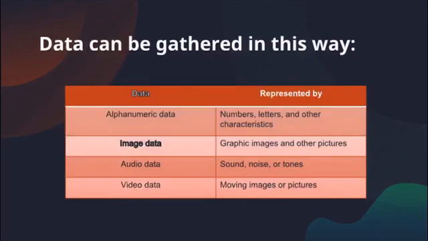Alphanumeric data is represented by numbers, letters, and other characters. Image data is represented by graphic images and other pictures. Audio data is represented by sound, noise, or tones. Video data is represented by moving images or pictures.